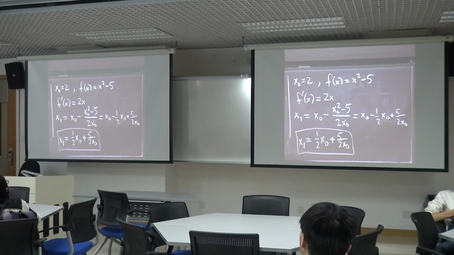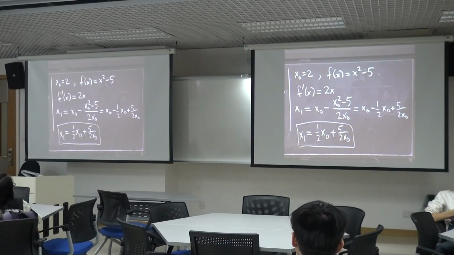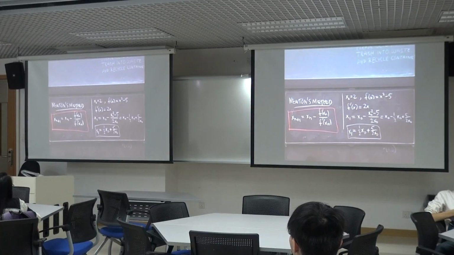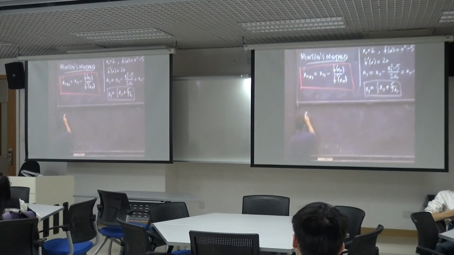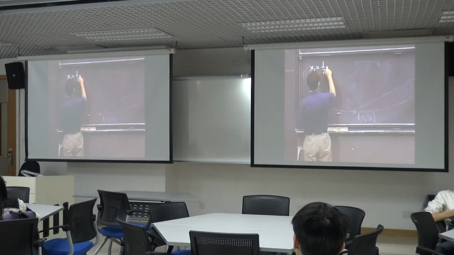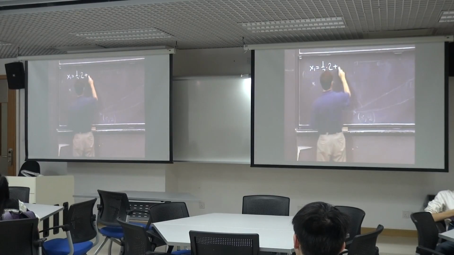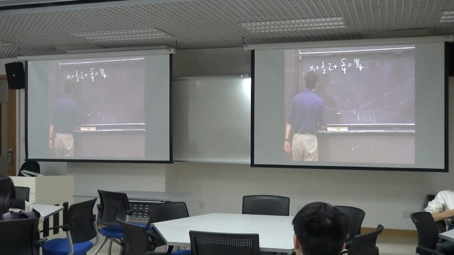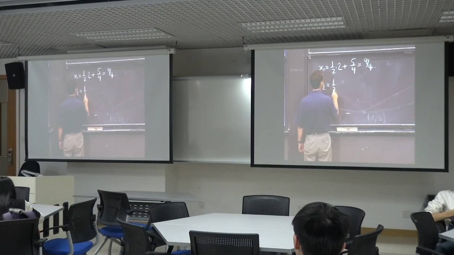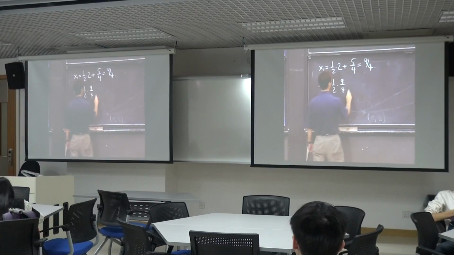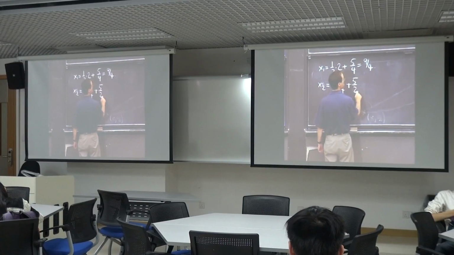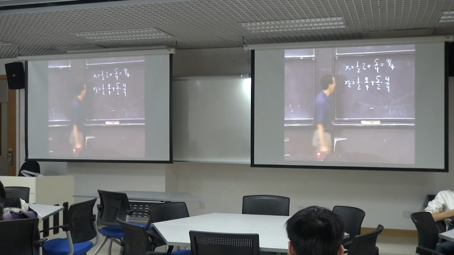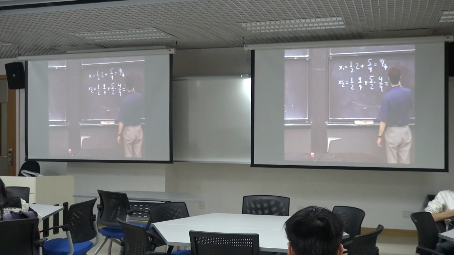All right, so now I'd like to show you how well this works. So first of all, we have x1 is a half times 2, plug in x0, plus 5 fourths, right, which is 9 fourths. Okay, and x2, I have a half times 9 fourths plus 5 halves times 4 ninths. Right, that's the next one. And if you work this out, it's 161 over 72.